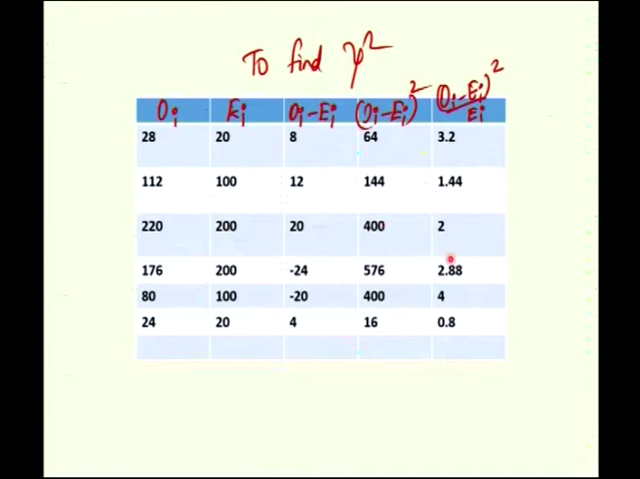like that we have calculated this particular column, and the summation value comes to be equal to summation of OI minus EI whole square by EI, which is equal to 14.32. Here summation OI is 640 and summation EI is also equal to 640. Okay. So, now we have calculated the chi-square value and come to the comparison step.